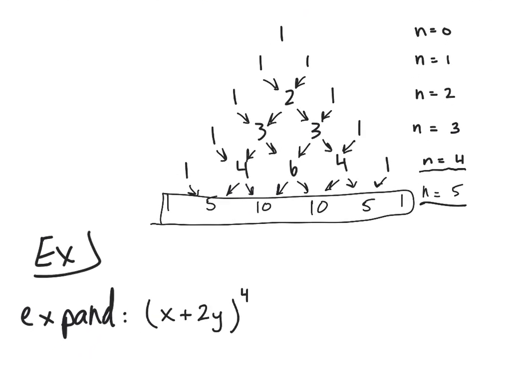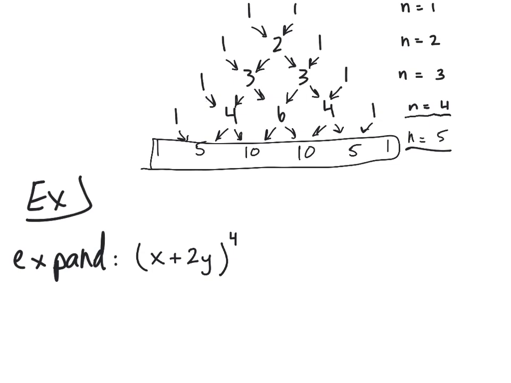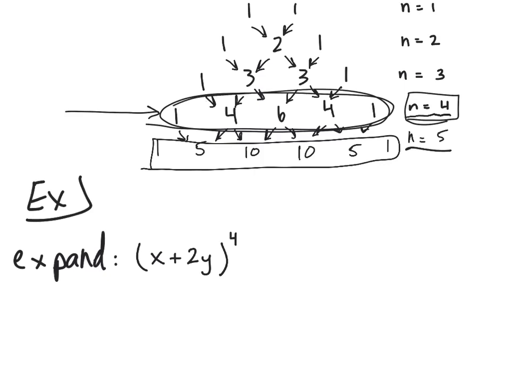So as an example, using Pascal's triangle, let's expand x plus 2y to the fourth power. We're going to remember this, you can think of as our a term, this we can think of as our b term. And if we're raising it to the fourth power, we're going to want the row of Pascal's triangle that corresponds to n equals 4, right here. So these are going to be our coefficients.